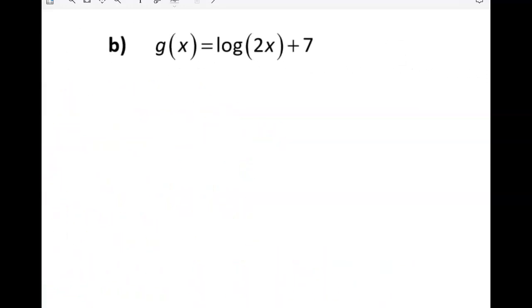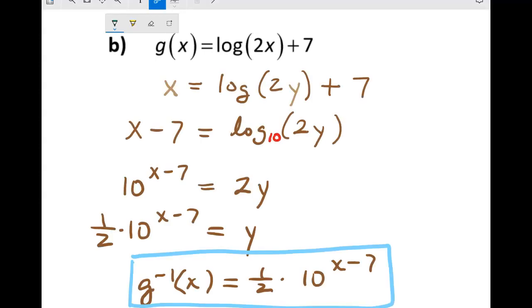All right, let's try the inverse to a logarithmic function in B. Pause the video. Here's the inverse function g inverse of x. Also, it would be okay to write this as 10 raised to the x minus 7 over 2 rather than times 1/2. Dividing by 2 and multiplying by half are the same thing.